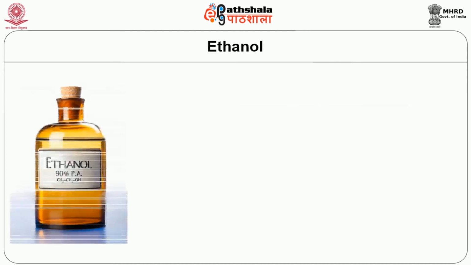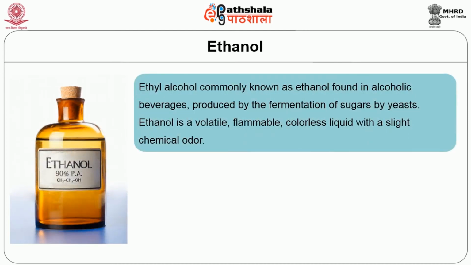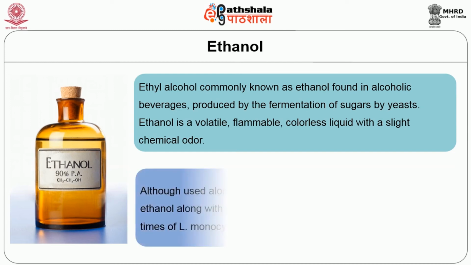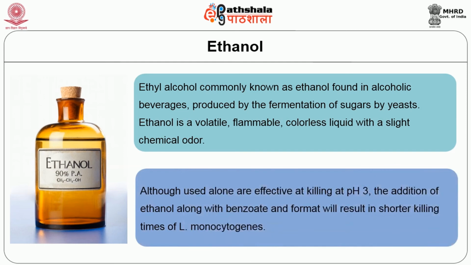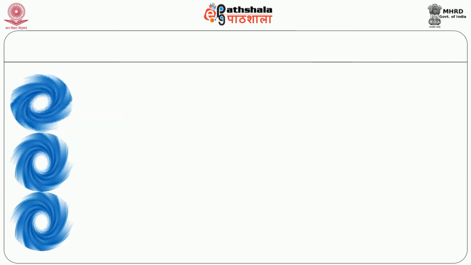Next one is ethanol. Ethanol, commonly known as ethyl alcohol, is found in alcoholic beverages produced by the fermentation of sugars by yeast. It is a volatile, flammable, colorless liquid with a slight chemical odor. It is used alone, or is effective at killing at pH of 3. The addition of ethanol along with benzoate and formate will result in shorter killing times of Listeria monocytogenes.